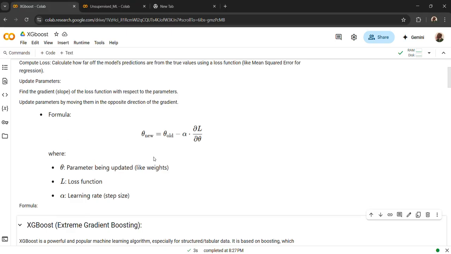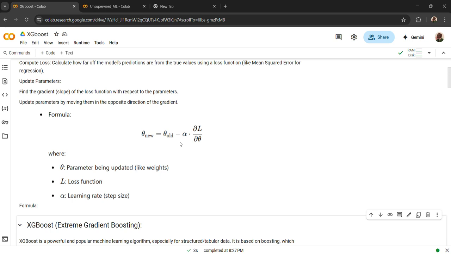The formulation is like this: the new parameter is decided by the old parameter minus alpha times the gradient. Alpha is the learning rate. This can be any value between 0 and 1, usually starting with 0.1. Sometimes people experiment with this parameter.